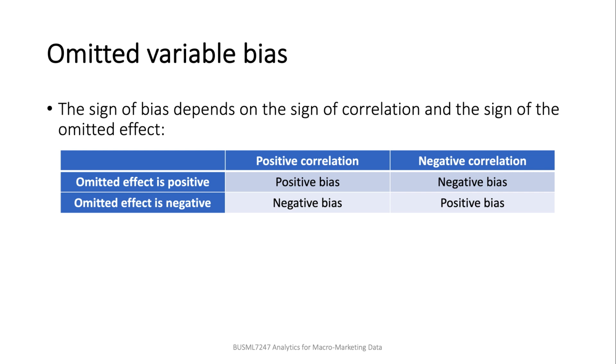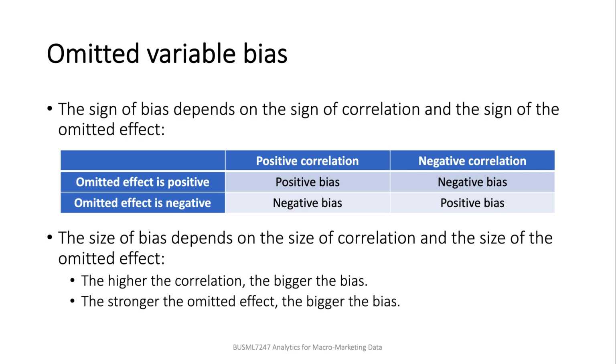Then, why? Omitted variable bias can be viewed as a confounding effect. The brand effect is negative, and the brand is highly correlated to price. That is, the brand effect is also highly correlated to price, leading to the bias. Thus, the higher the correlation and the stronger the omitted effect, the bigger the bias.